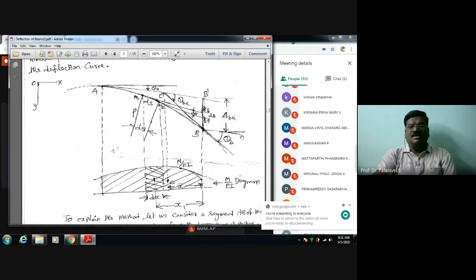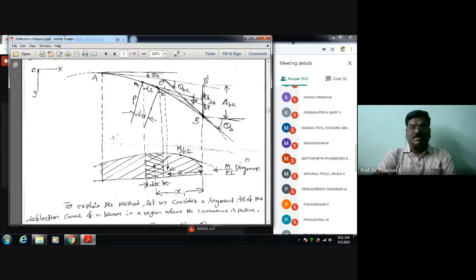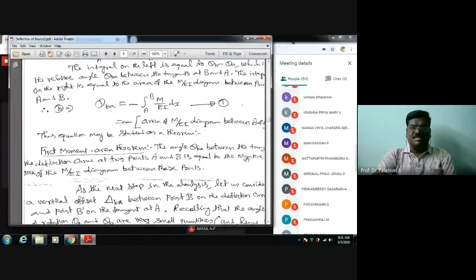Just I am telling you, the first moment of area theorem is that the vertical offset delta BA of the point B on the deflection curve from the tangent at A is equal to the first moment of area of the M by EI diagram between A and B taken with respect to B. I finished the theorem. These are my own sentences; I have not memorized them as they are.